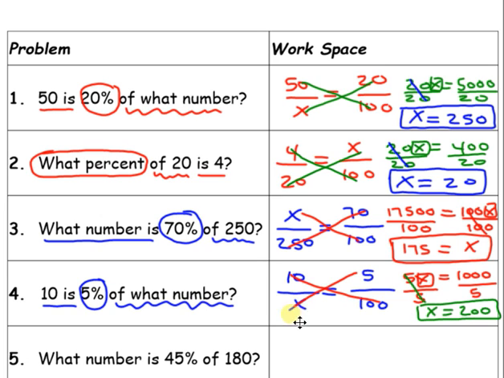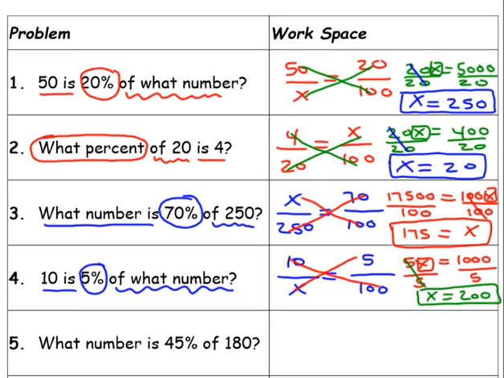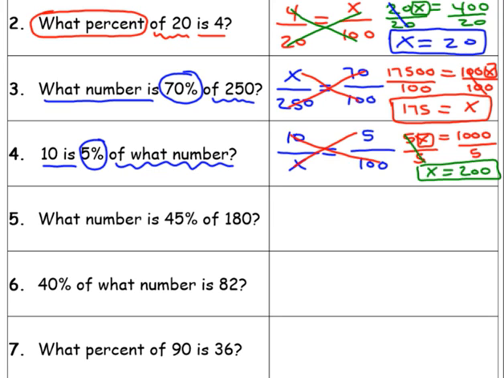So if you had a 200 question test and you only got 10 answers right, that's a 5%. It's pretty pitiful. All right, here we go. What number is 45% of 180? Set up my fraction bars.